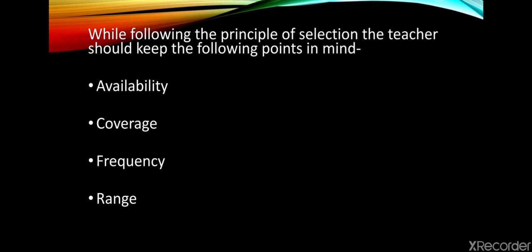Range shows the number of situations in which a word can be used. For example, there are two words, sky and have. The word sky can be used in one situation only, whereas have can be used in three situations. For example, I have read the book, have some sweets, I have 3 sarees. Whereas the range of sky is very short, have has a long range. Words of longer range should be selected for teaching.